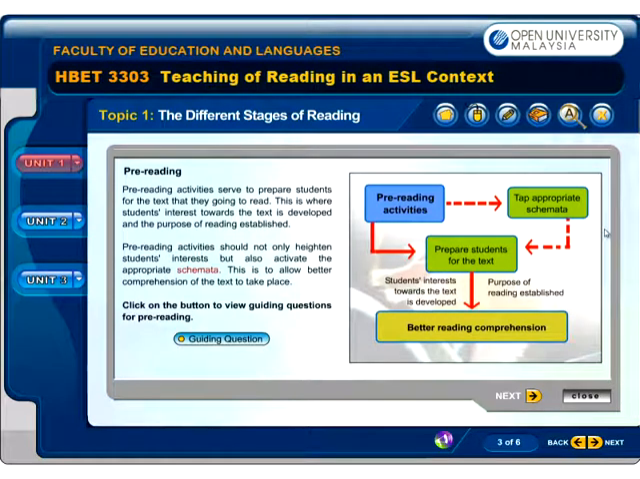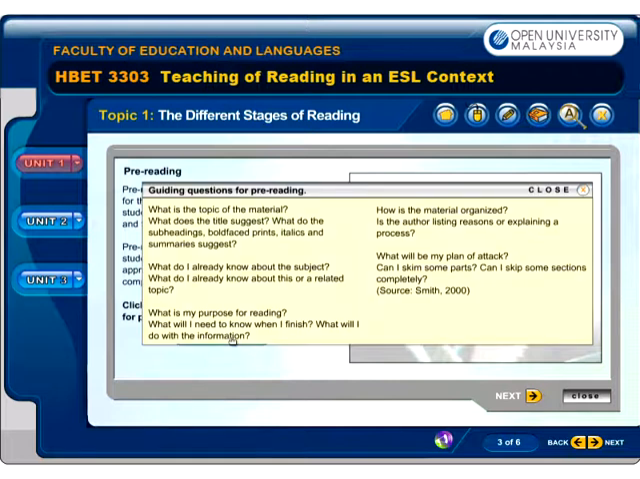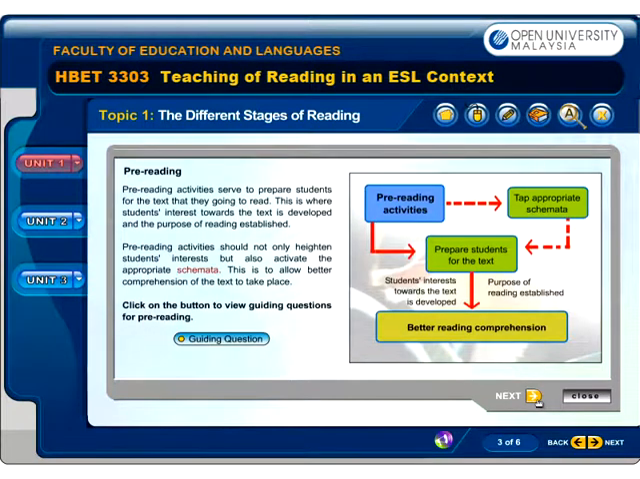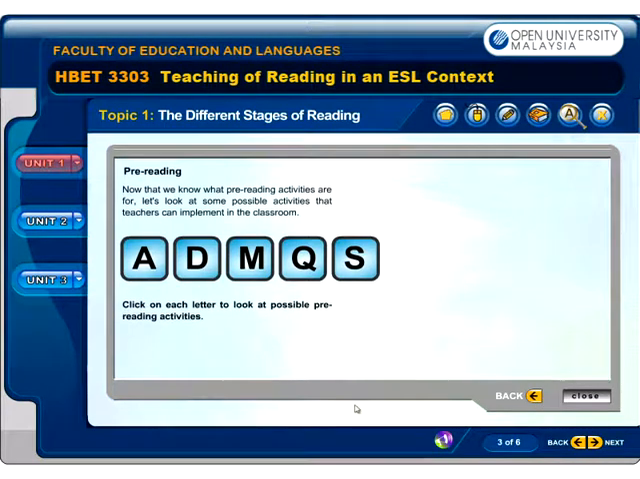Click on the button to view guiding questions for pre-reading. Now that we know what pre-reading activities are for, let's look at some possible activities that teachers can implement in the classroom. Click on each letter to look at possible pre-reading activities.